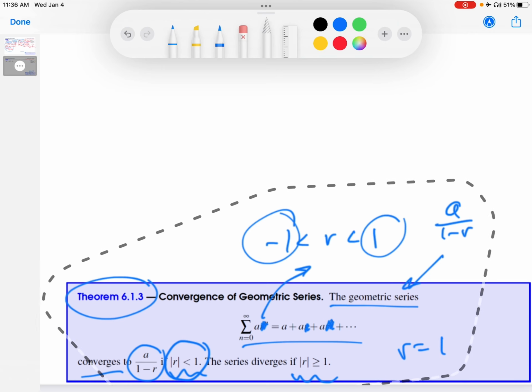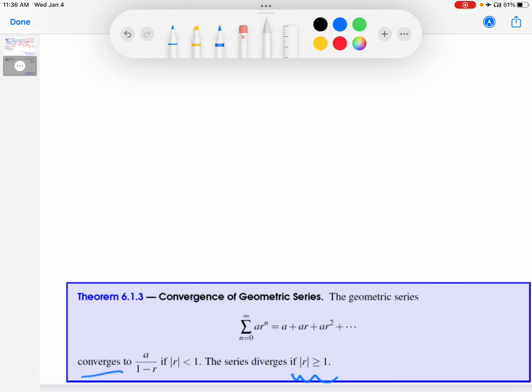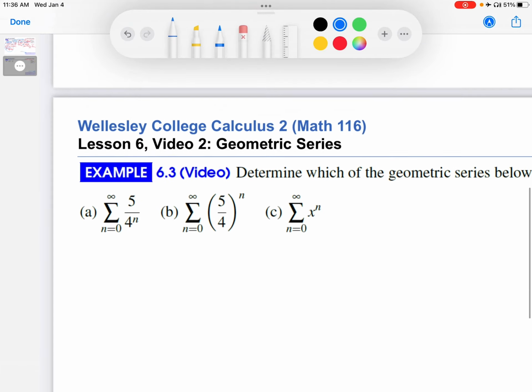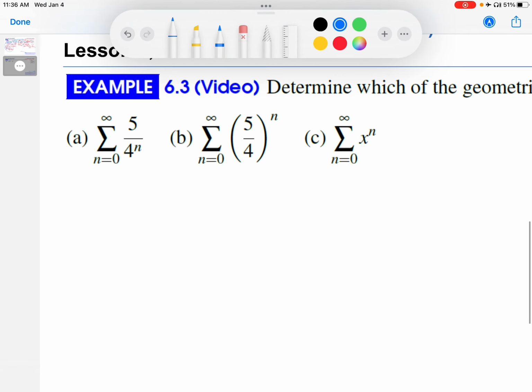Number 1, if you know it's an infinite series, we talked about how to spot them earlier in the video, then all you have to do is compare the r value to this range. If r is between -1 and 1, it converges, and it converges to A over 1 minus r. Otherwise, diverges. Awesome.